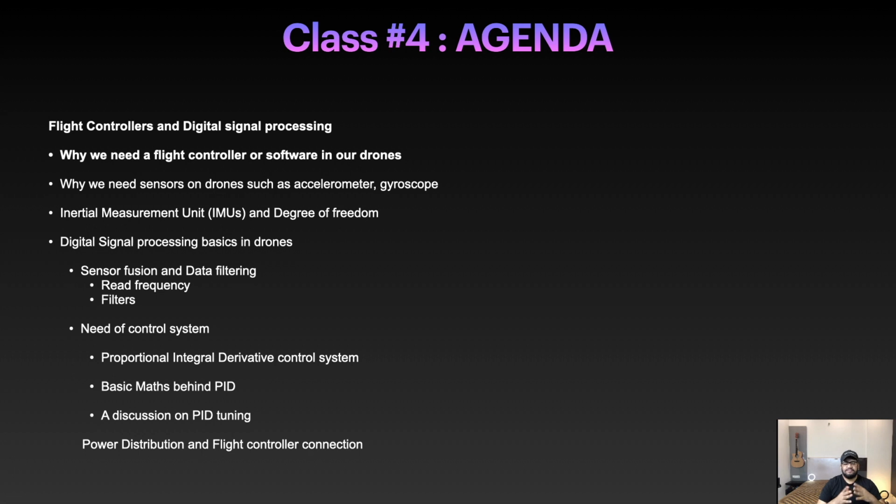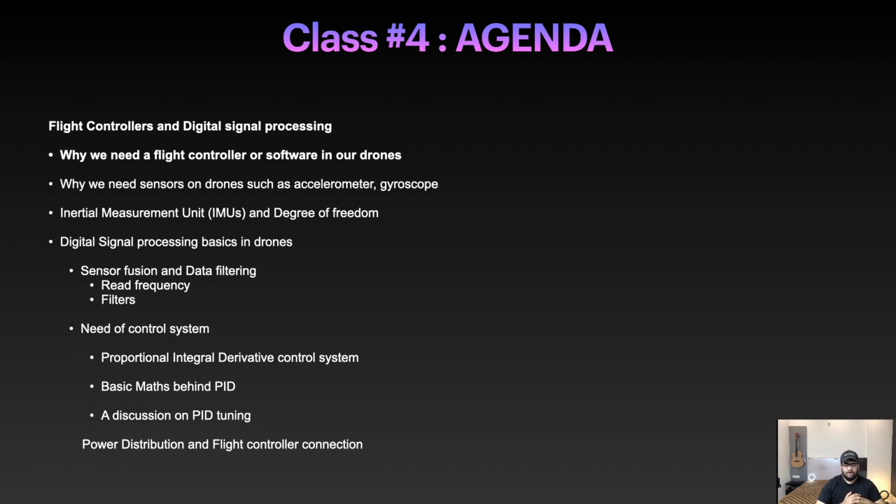The accelerometer is there, the gyroscope is there, and we'll also be touching on how many sensors there are. But why do we need that? We'll also talk about what an inertial measurement unit is and degrees of freedom, and this is quite an interesting topic. Then we'll talk about the basics of digital signal processing and what kind of signal processing we actually need when we are making drones. And under that, we'll talk about sensor fusion, data filtering, what read frequency is, what filters are.